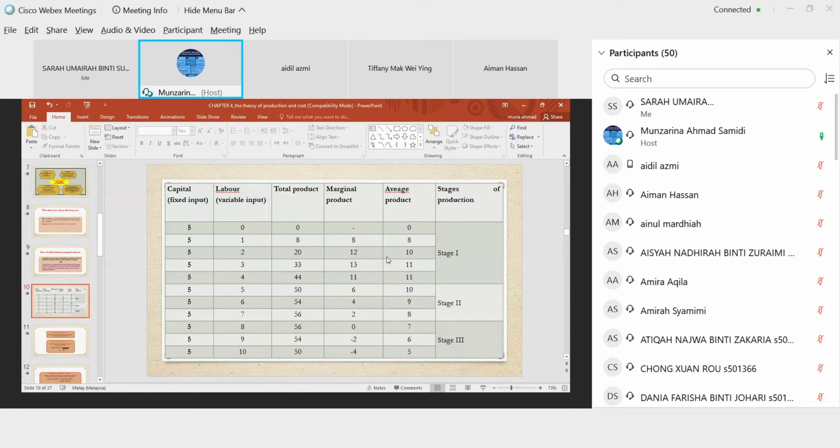So you see, the first, second and third units of labor give you increasing marginal product. It increases from 8 to 12 to 13. But what happened to the fourth worker? The fourth worker gives you an additional output of only 11. So it's decreasing.